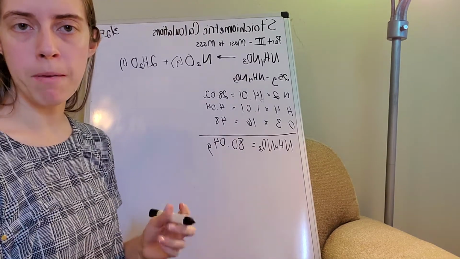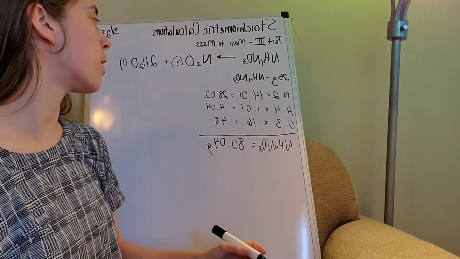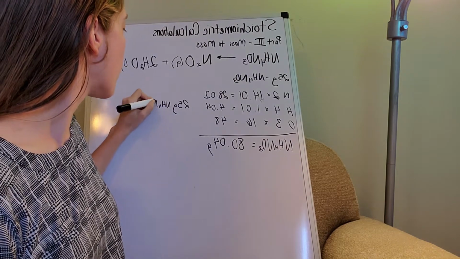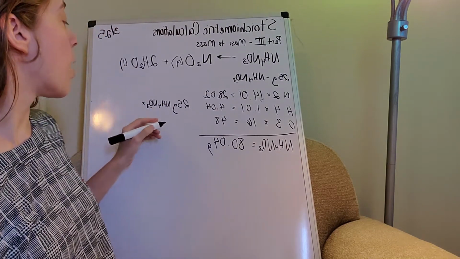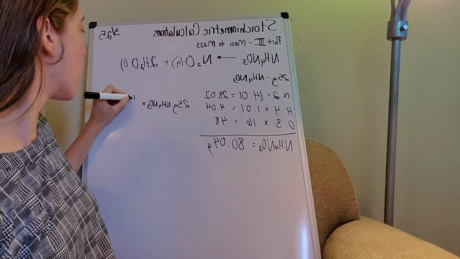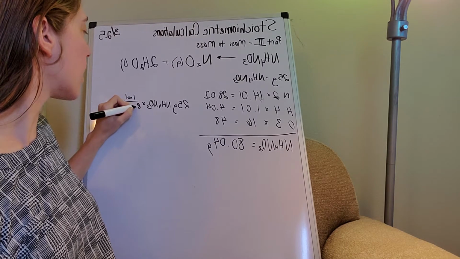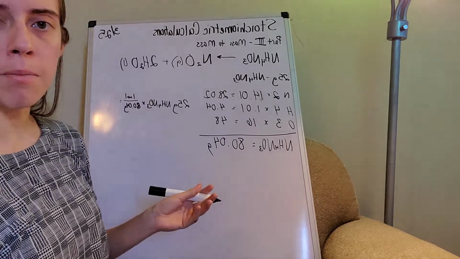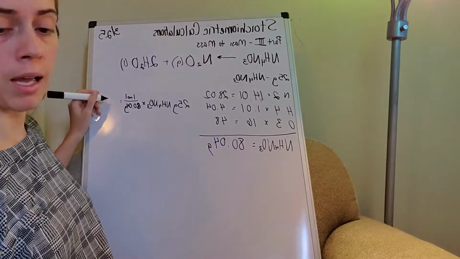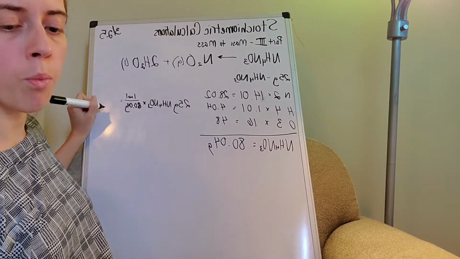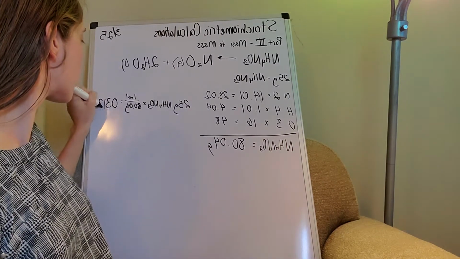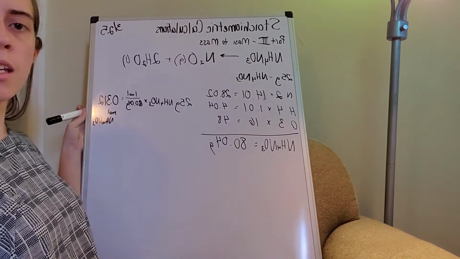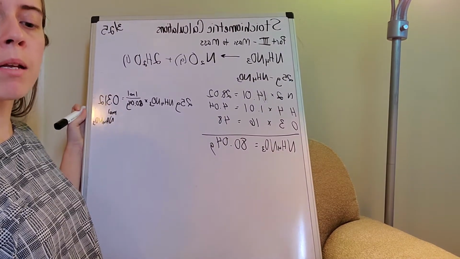Now we need to figure out how many moles of NH4NO3 we're given if we're only given 25 grams of it. So we go over here and we convert. We have 25 grams of NH4NO3. Then we use our conversion factor. Because we have grams, grams goes on the bottom: 1 mole over what we calculated, 80.04 grams. So we do 25 divided by 80, and we end up with 0.312 moles of NH4NO3. This is how many moles we have.